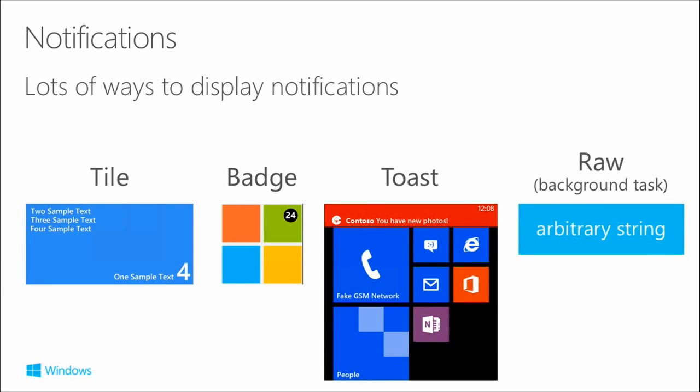The tiles we've already talked about. The badge has a little black logo up in the top right corner for Windows Phone. Toast is just like a text message coming in, and then the raw notifications, we can handle any of these in a background task, but the raw is the most valuable for a background task because we can just send an arbitrary string and just do some stuff with that string. Yeah, it's cool.